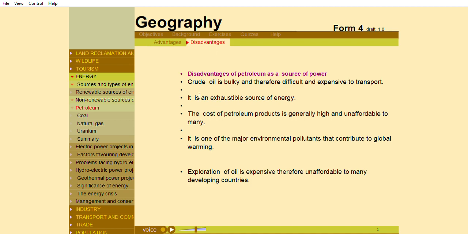Disadvantages of petroleum as a source of power. Crude oil is bulky and therefore difficult and expensive to transport. It is an exhaustible source of energy. The cost of petroleum products is generally high and unaffordable to many. It is one of the major environmental pollutants that contribute to global warming. Exploration of oil is expensive, therefore unaffordable to many developing countries.